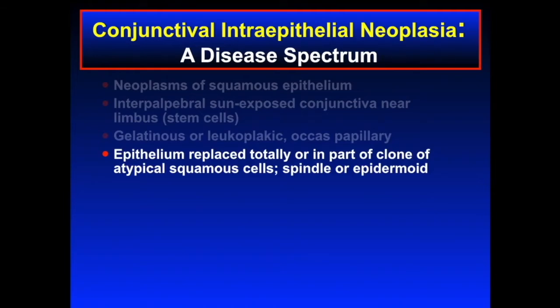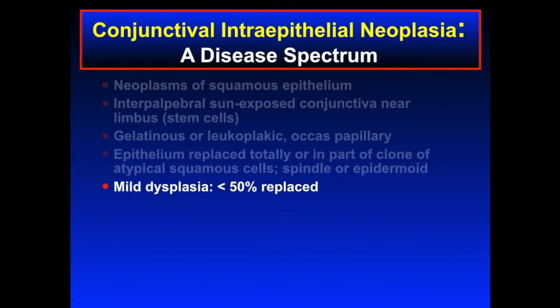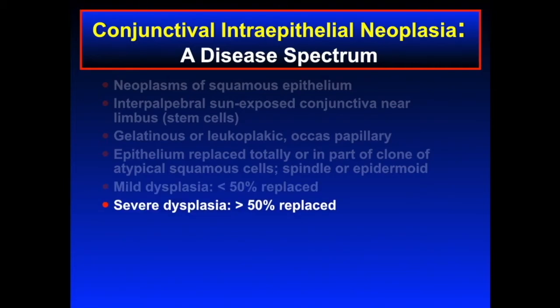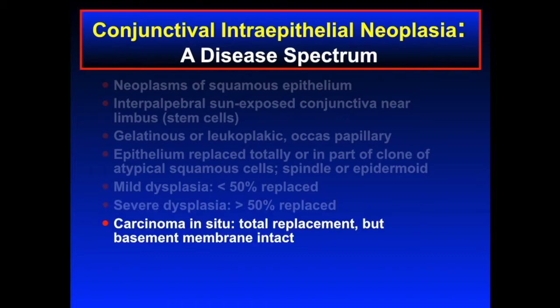The epithelium in these is replaced totally or in part by a new clone of atypical squamous cells. These can be epidermoid with lots of cytoplasm or more spindly, which you tend to see in the gelatinous lesions. Again, if less than 50% of the epithelium is replaced, it's termed mild dysplasia. Severe dysplasia is greater than 50%. If the entire thickness of the epithelium is replaced by atypical cells, it's called carcinoma in situ.